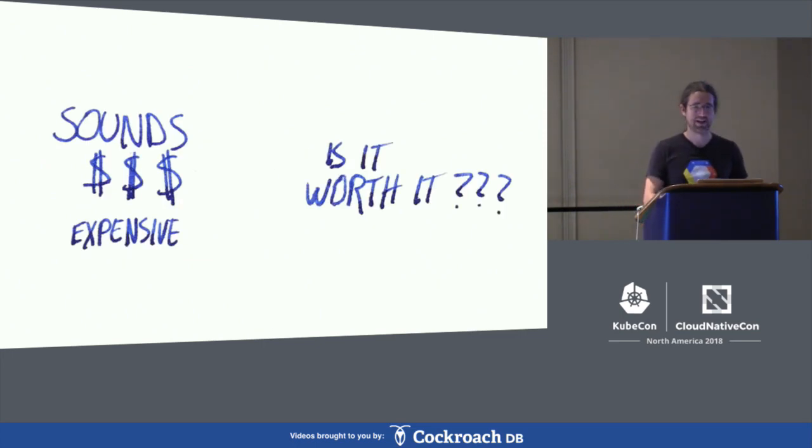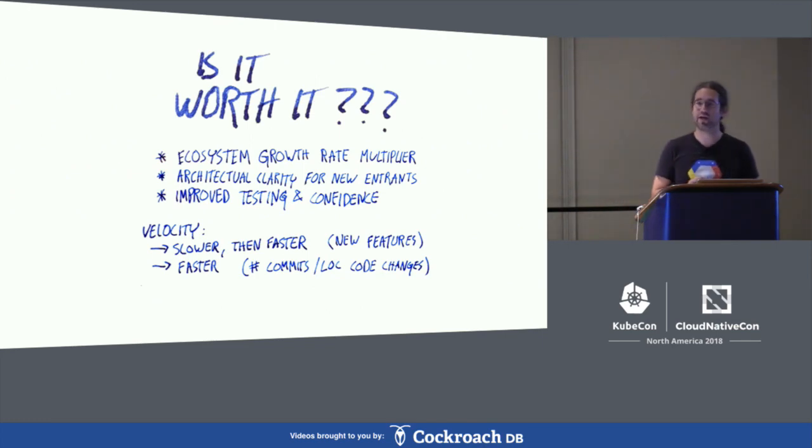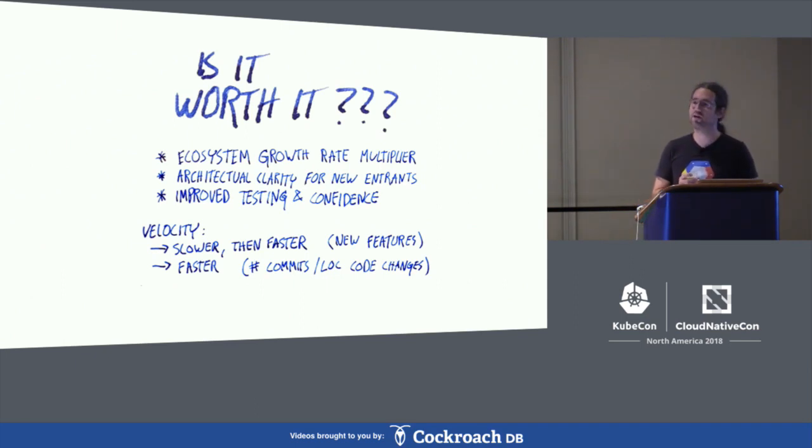So, that sounds like a lot of work. Is it worth it? And these are the factors that I think are relevant. This is really a growth rate multiplier on the ecosystem. One could argue that the ecosystem has been having no problem with growing, but I think it could be growing even faster and healthier. This gives architectural clarity for new entrants to the system, right? Like, you come into Kubernetes, you read our docs, it's not clear if you're reading a general principle, a general fact about all the resources or a specific thing about a specific resource.